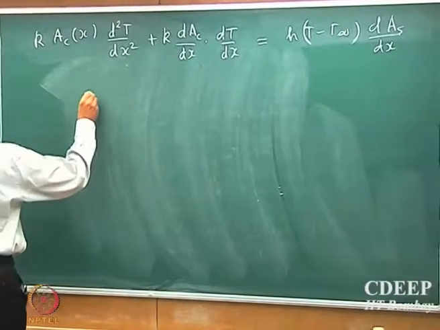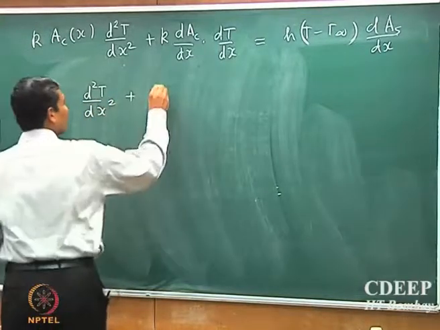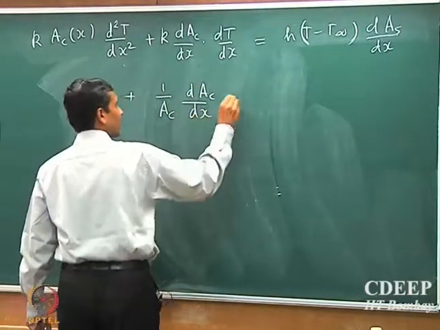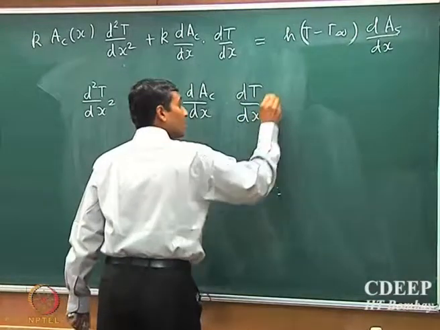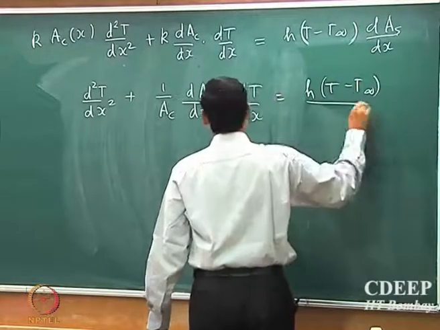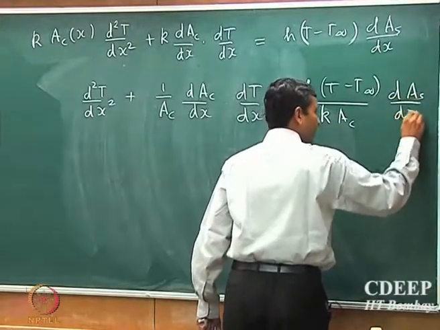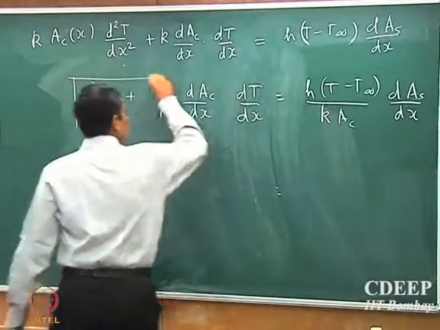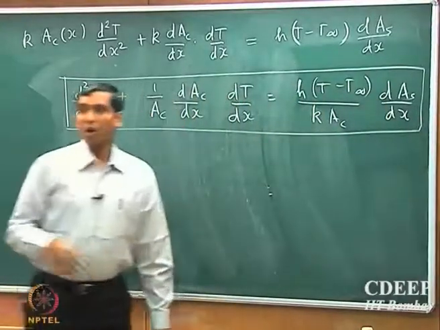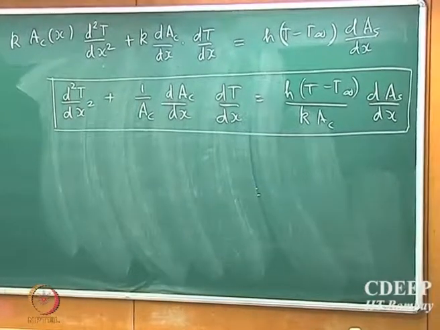Alright, so this is the general balance. So we can simply rewrite this as d square T by dx square plus 1 by Ac into dAc by dx into dT by dx, that is equal to h into T minus T infinity divided by k into Ac into dAs by dx. So this is the general balance for the arbitrary geometry that we had just considered. Okay. Any questions on this so far?